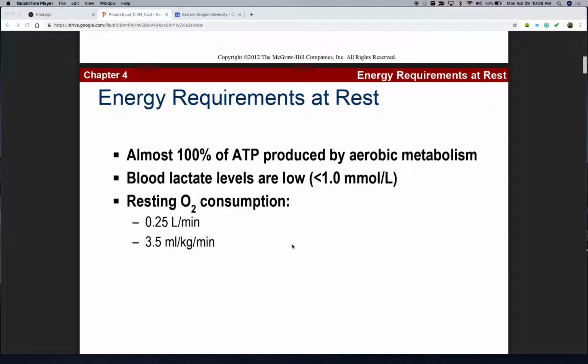Okay? What's interesting about this is, what would be the easiest way for a person at rest to increase their lactate production while still sitting at rest? Anaerobic glycolysis is low. Say you wake up in the morning and I take your blood lactate level and it's less than 1 millimole per liter. How can I make that blood lactate level rise?